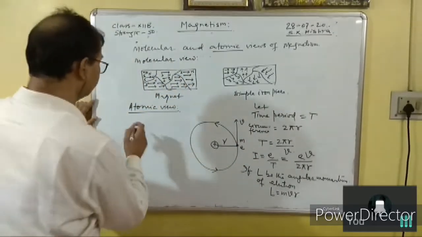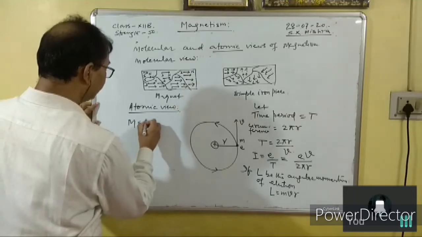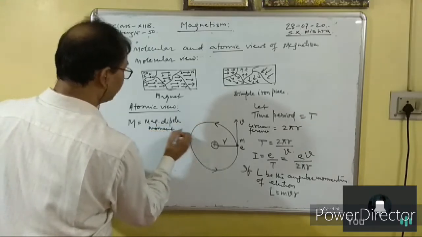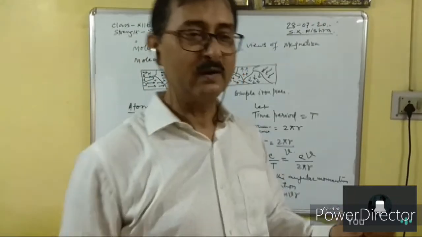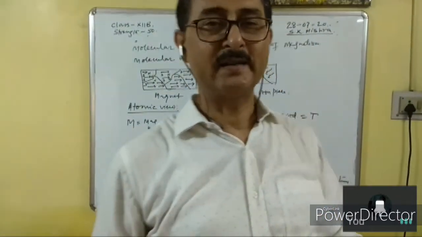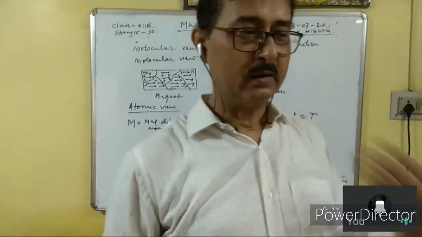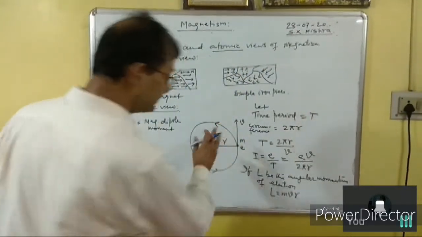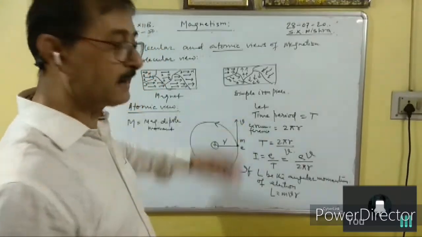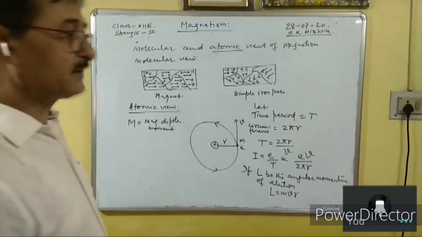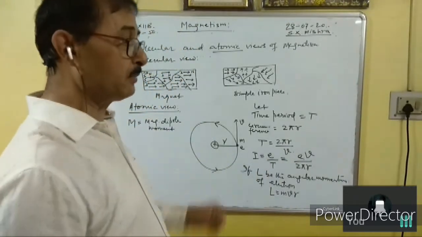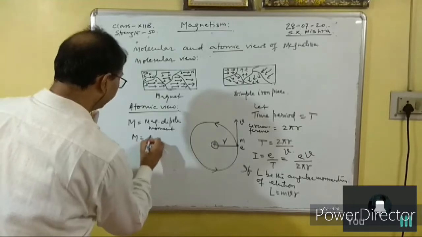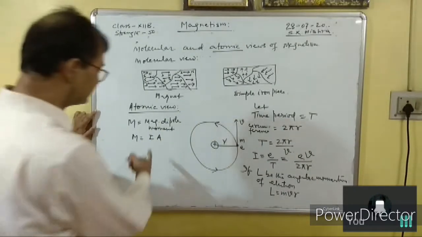And because the electron, being a negatively charged particle, is moving in anti-clockwise direction, the current will be in clockwise direction, because current is opposite to the motion of the electron. And that current I is defined as charge flowing per unit time. Q by T is defined as current. So I is equal to e divided by T, which is 2 pi r by v. So current is equal to ev by 2 pi r.